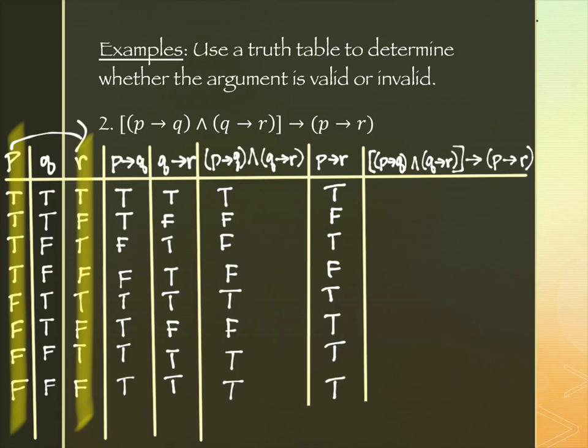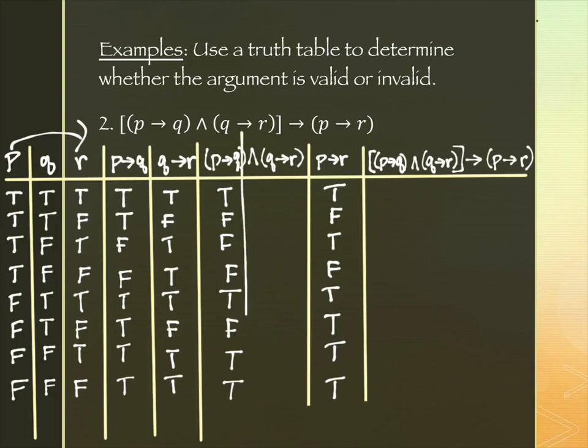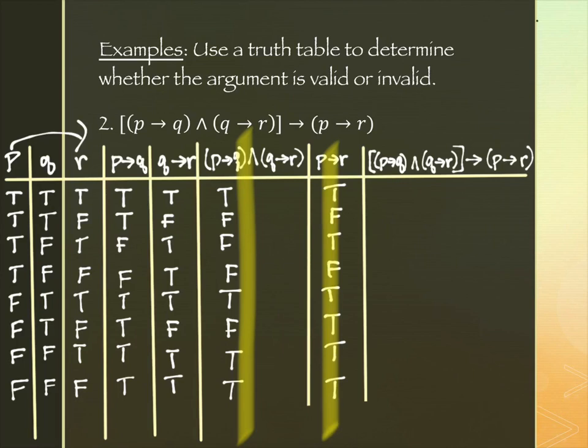We've done both. And then our last thing that we're supposed to do is to do an implication for those last 2 columns. So I'm supposed to be looking at this column implying this column. Going like this. So the first one is true implies true. And then I have false implies false. False implies true. False implies false. True implies true. False implies true. True implies true. And true implies true.